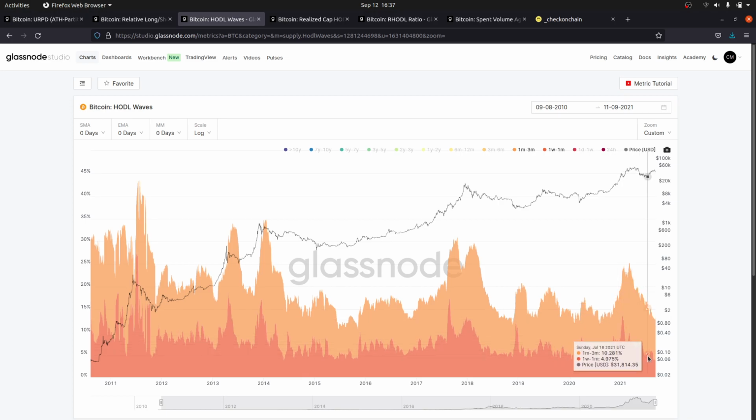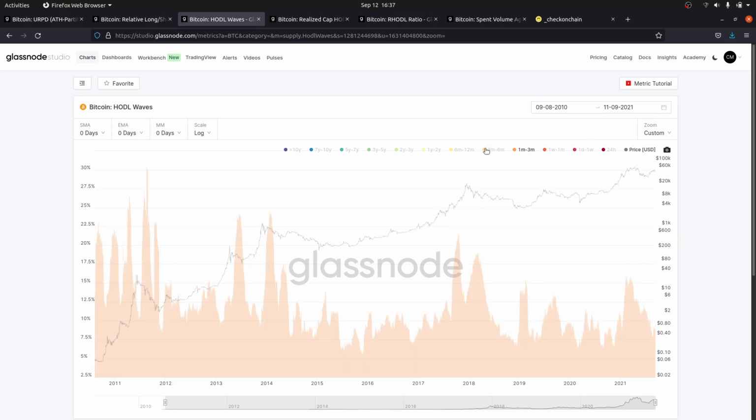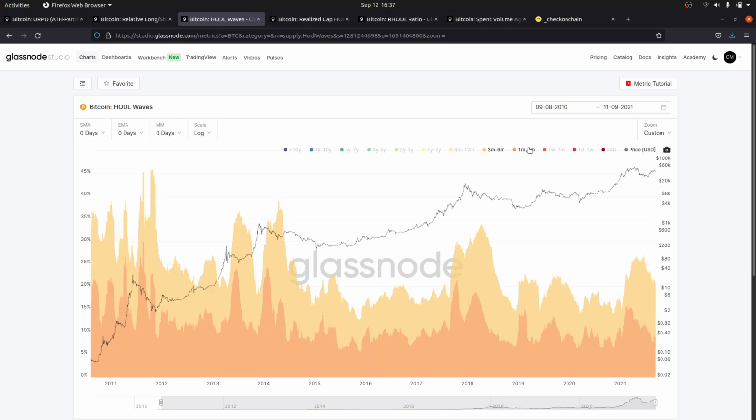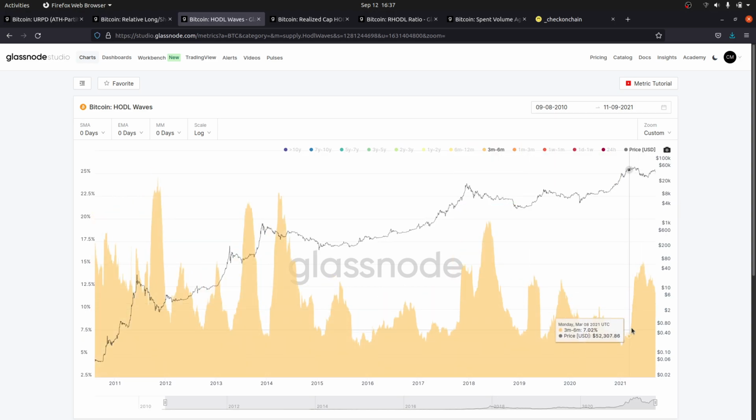So we know coins aren't being spent, they're being hodled. So that means that they can only be progressing up to the 3 to 6 month. Let's take off our 1 to 3, and there it is, right?